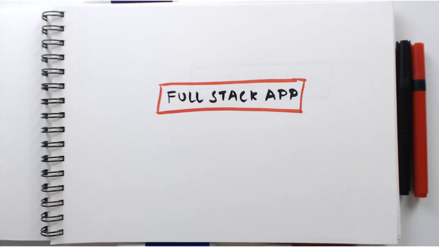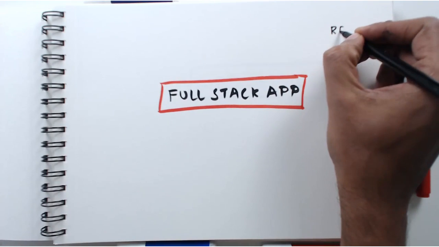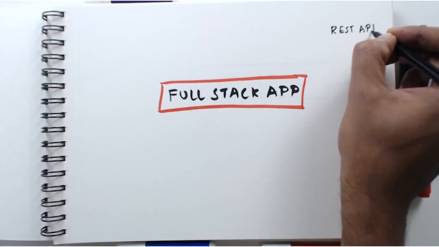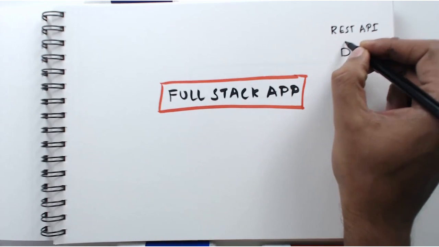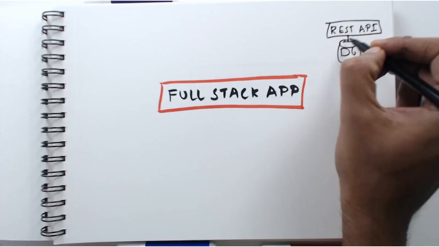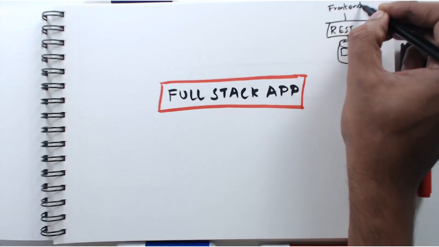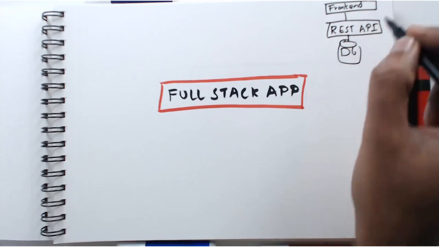Let's now talk about how you can build full stack applications. Before we can think about building them, we need to understand what a full stack application is. Let's look at the architecture of a simple full stack application. You will have a database, and a REST API which talks to the database, and on top of it is your front-end application. This is nothing but a full stack application.